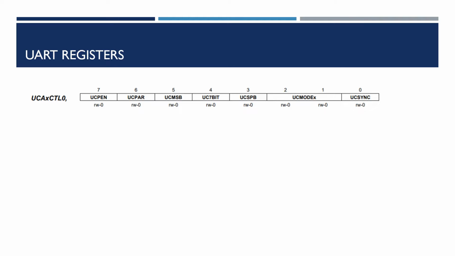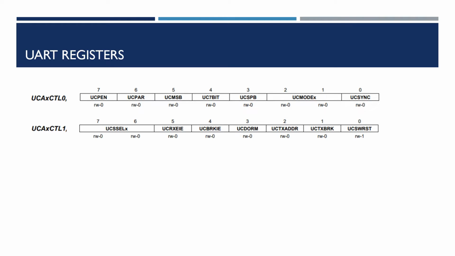Then the mode is set. Again, this is default UART mode, so we don't have to change it. Then there is asynchronous or synchronous mode, which is the last bit. Again, it is default asynchronous. We haven't changed it. Then the next register is control register 1.